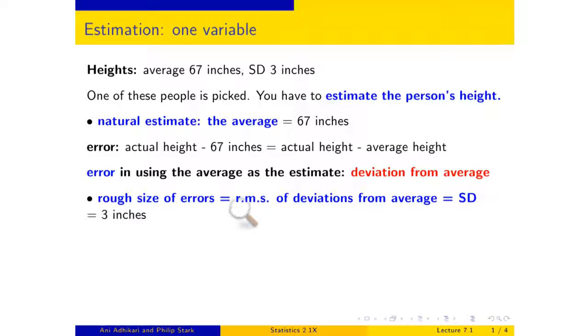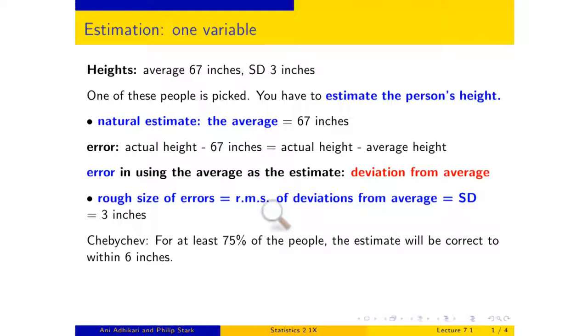And if you want to get precise about it, the SD is the root mean square of the deviations from average. So if you guess 67 inches as the person's height, then you can say you're going to be off by about 3 inches. And there is the first reason to be using the average, because you can give yourself a margin of error. And how can you use the margin of error? Well, no matter what the shape of the distribution of heights, you've got Chebyshev going for you. Chebyshev says that at least 75% of any distribution is in the range average plus or minus 2 SDs. And so at least 75% of your people will have heights that are within 6 inches of the average. So for these people, which is at least 75%, your estimate will be right to within 6 inches.